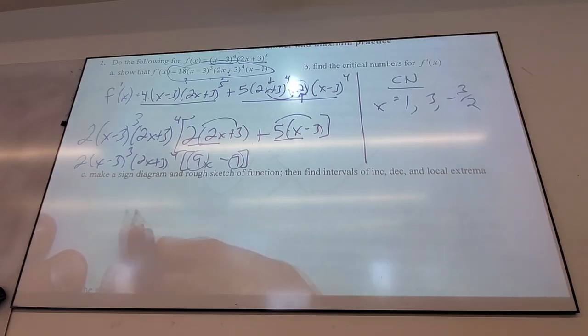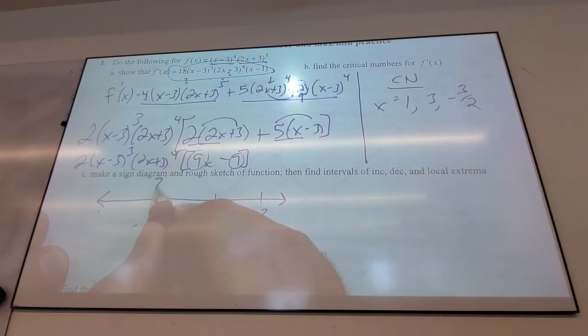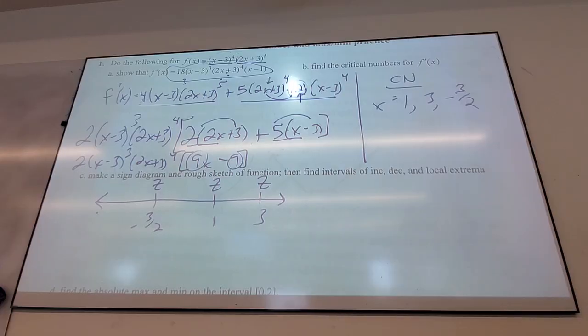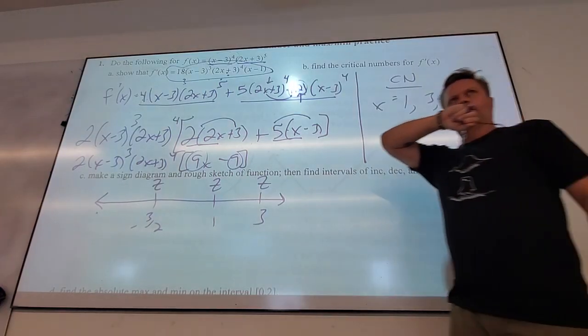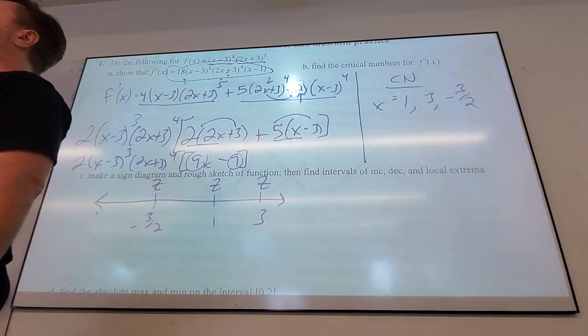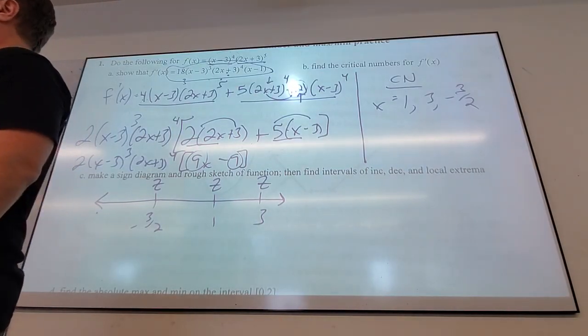All right, let's see. Make a sign diagram. So I got negative 3 halves, I got 1, I got 3, and each of them is the location of a 0 slope. I don't care about scale, just please, dear God, put them relatively. People mix them up and then you get the funkiest looking graphs.